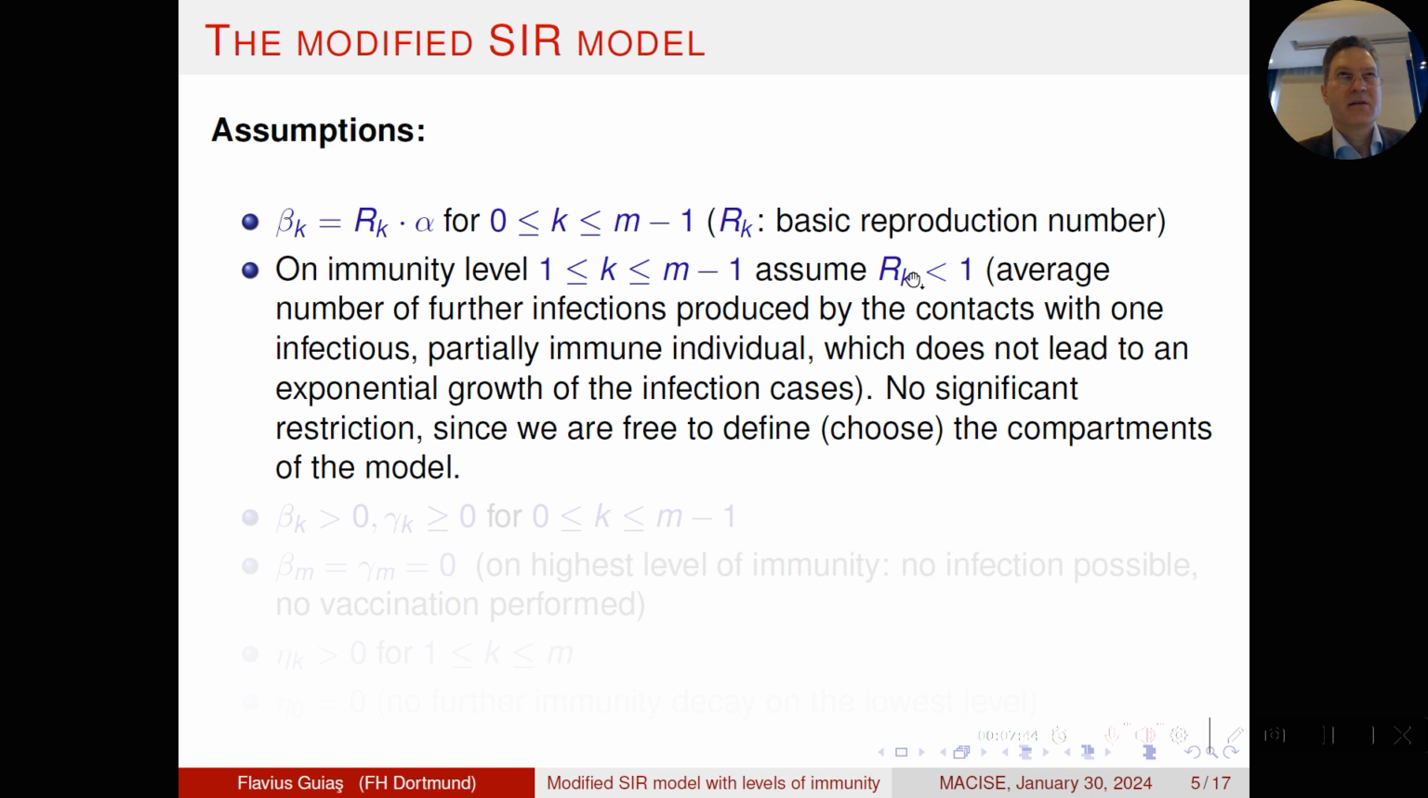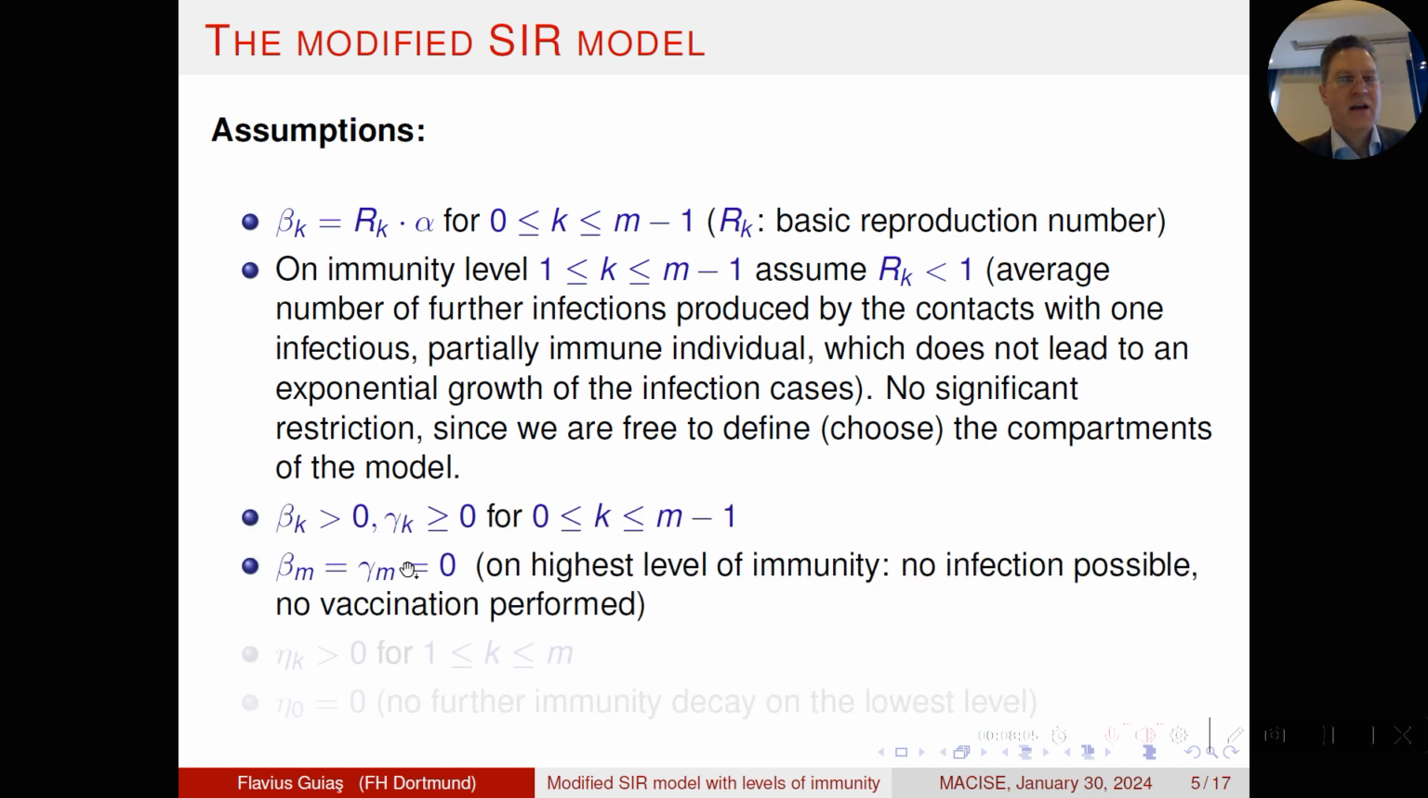For R0, for the individuals with no immunity, R0 of course can be larger than 1, and this is the significant case because otherwise the epidemic will die out anyway. So you assume that R0 is larger than 1, but for all other immunity levels, you assume that it is less than 1. Of course, for the maximum immunity level, beta is equal to 0, as we see here. And on this highest level, you also have no vaccination.